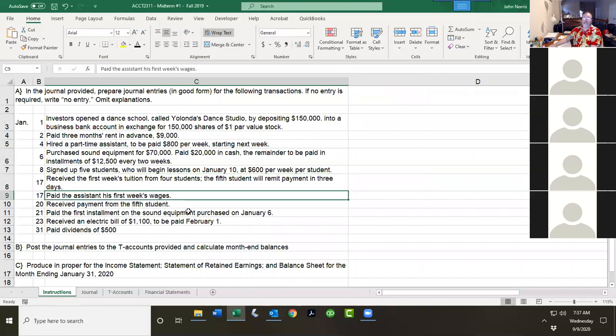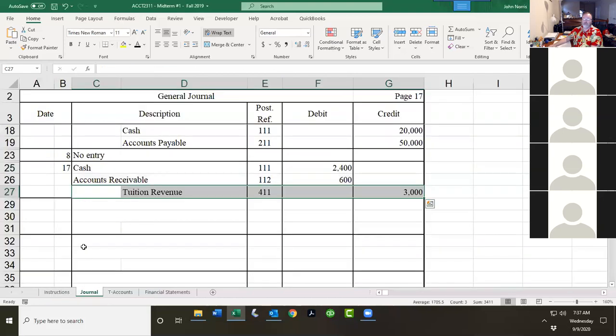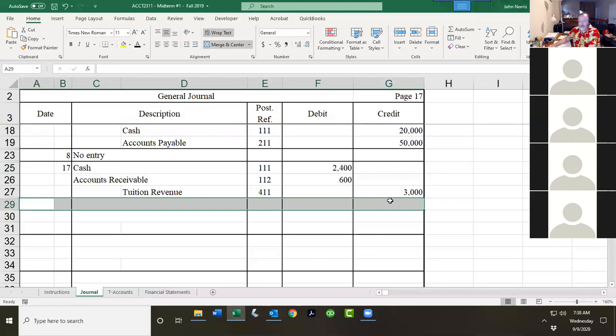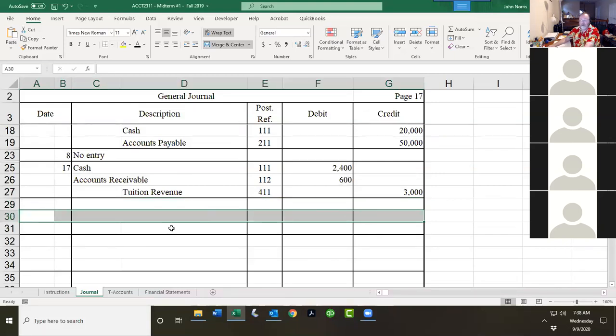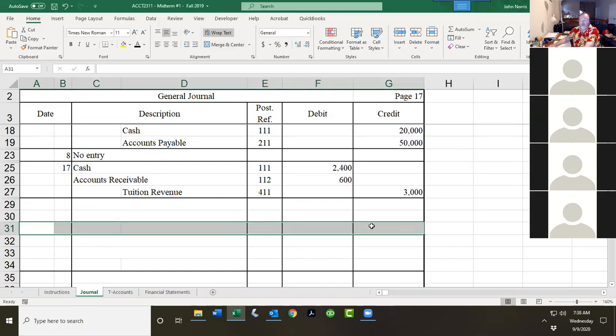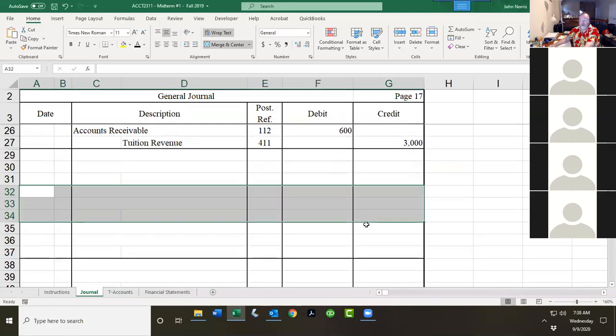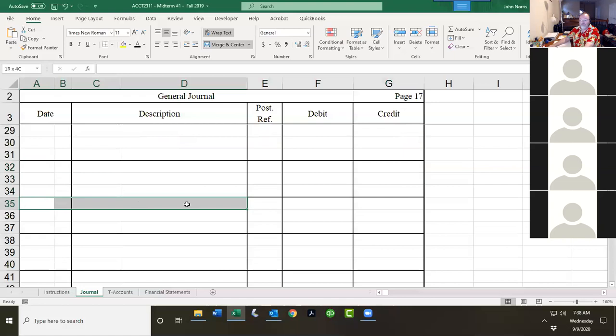Then on that same day, we paid our assistant their first week's wages. So the debit on that, let's see, where did I put it? This is my answer key, so I just have to find it.